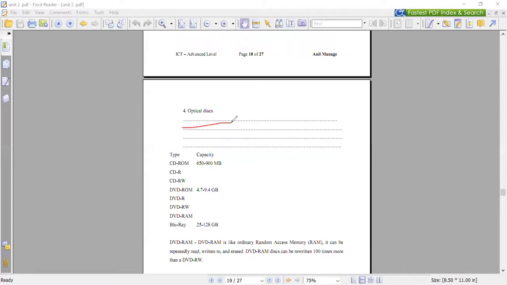Then we'll go to optical disk. Under that write down: an optical disk is an electronic data storage medium that can be written to and read using a low powered laser beam.